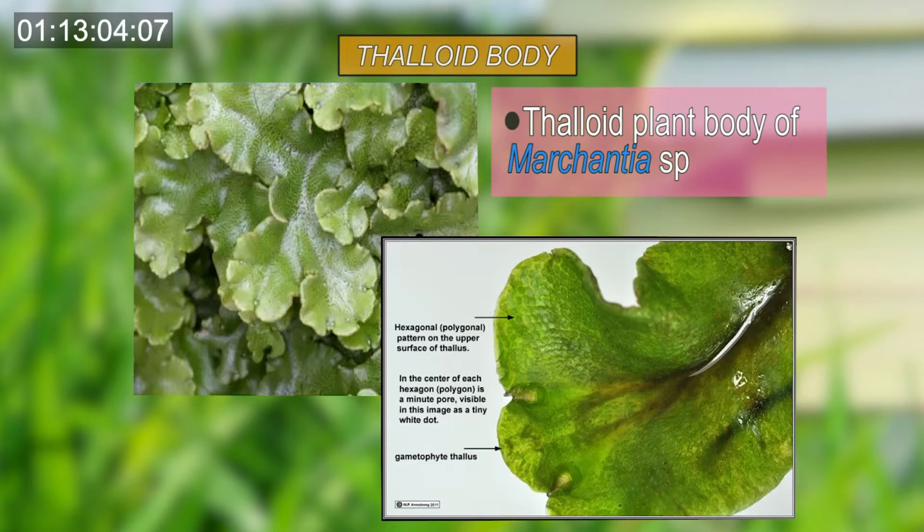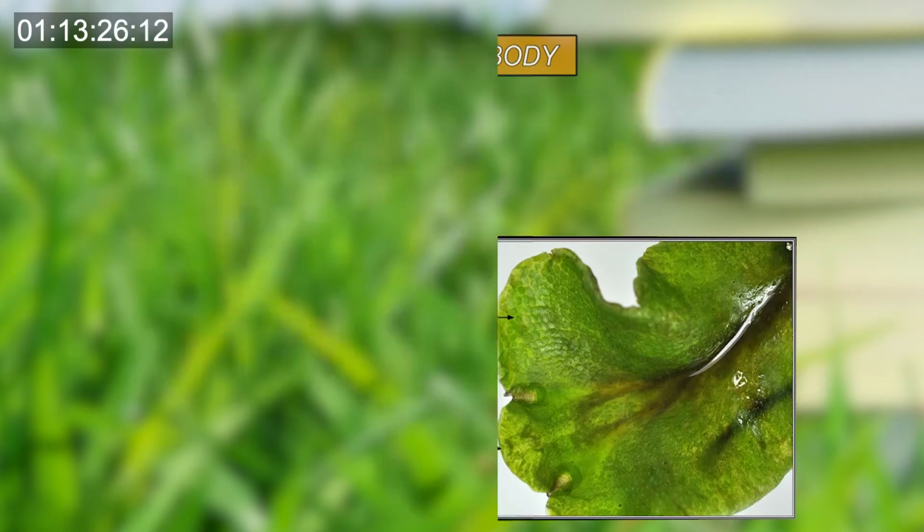Below these areolae lie the air chambers, which help in the exchange of gases from the outer atmosphere to the inside of the plant body. And below the thallus lie the rhizoids, which perform the functions of anchorage and absorption.